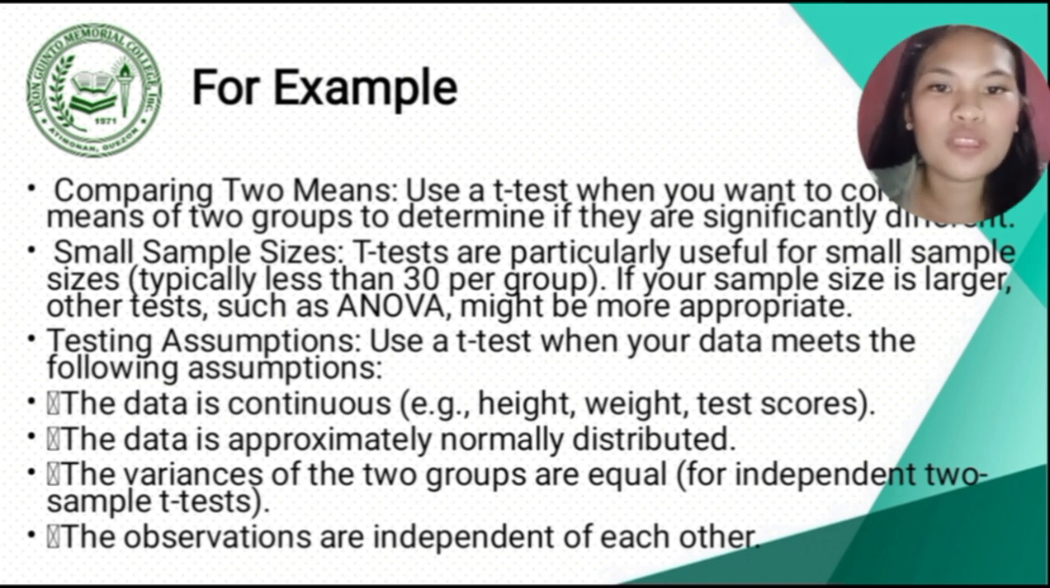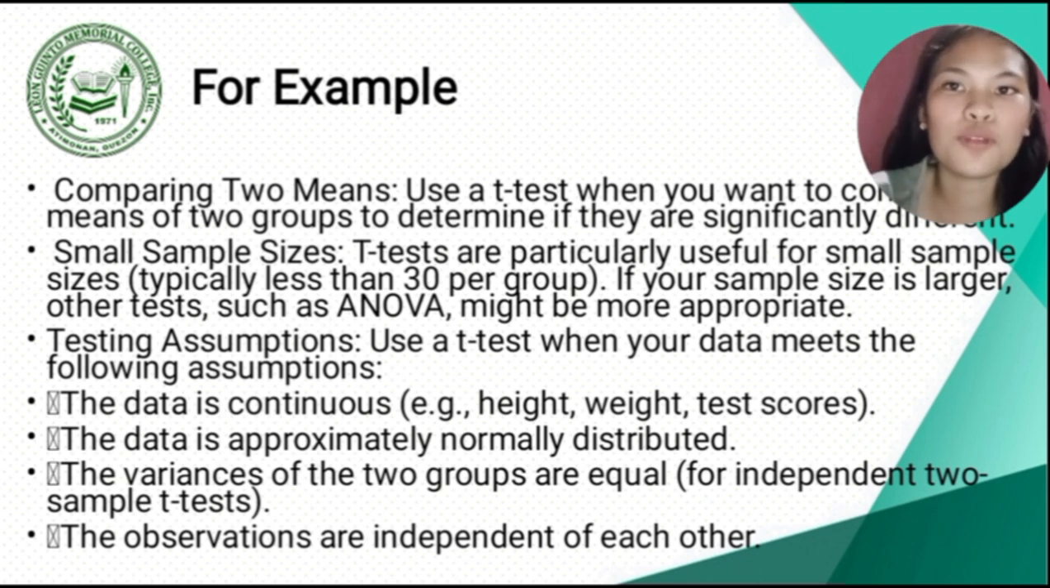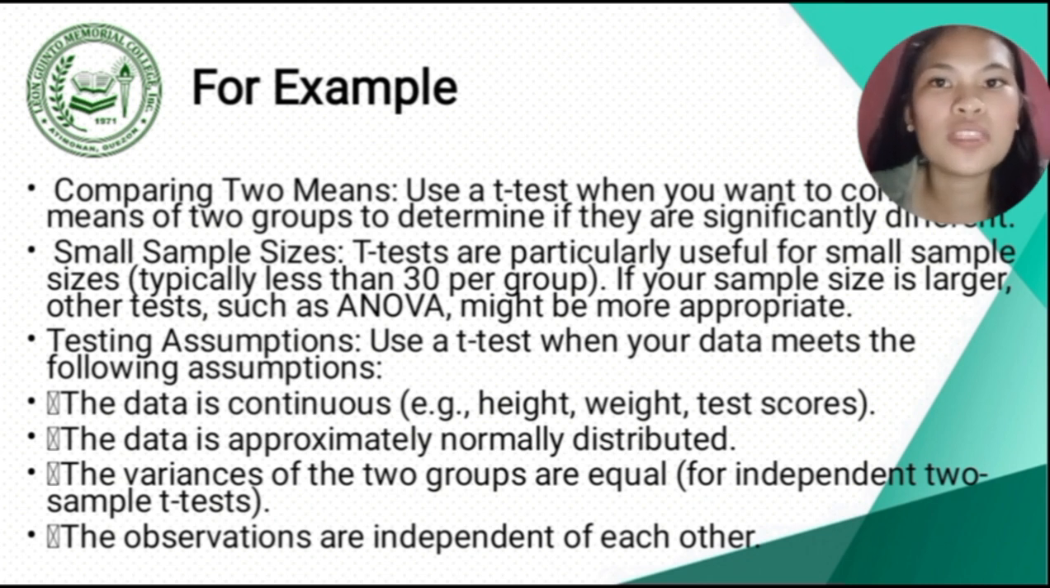Testing assumptions. Use a t-test when your data meets the following assumptions. The data is continuous, for example, height, weight, test scores. The data is approximately normally distributed. The variances of two groups are equal for independent two-sample t-tests. The observations are independent of each other.